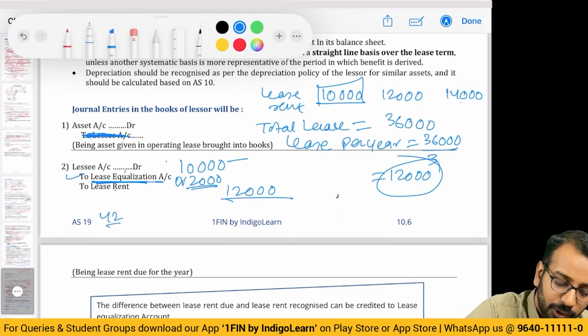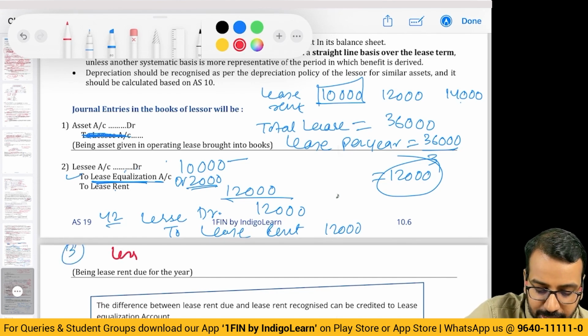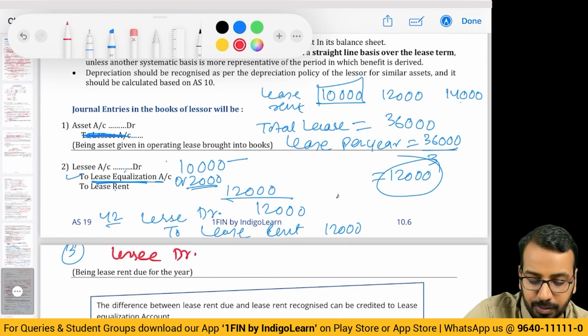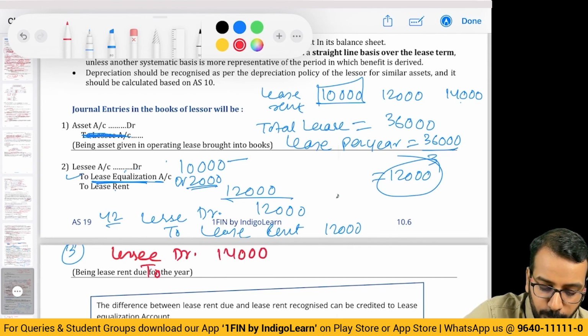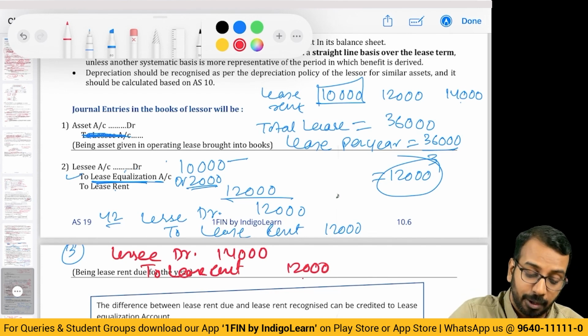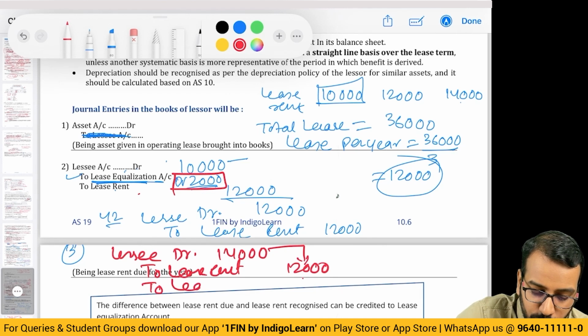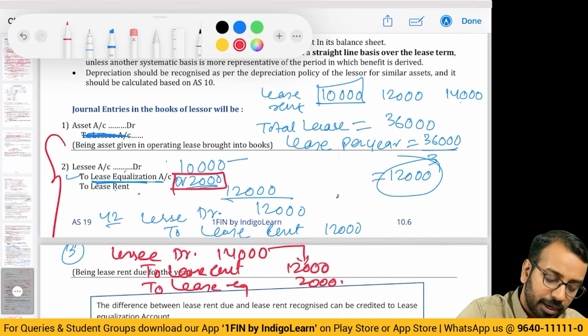In year 2, what you will do? You will say lessee debit 12,000 to lease rent 12,000. In the third year, lessee debit 14,000 to lease rent 12,000. Lease rent 12,000 is the income. So where do we get the 2,000 of credit? Here we have debited 2,000, right? Here you will credit to lease equalization 2,000. Okay, so that is how you will do the accounting in the books of the lessor.